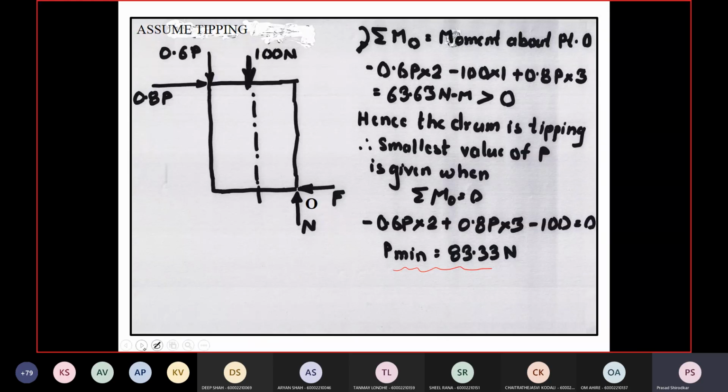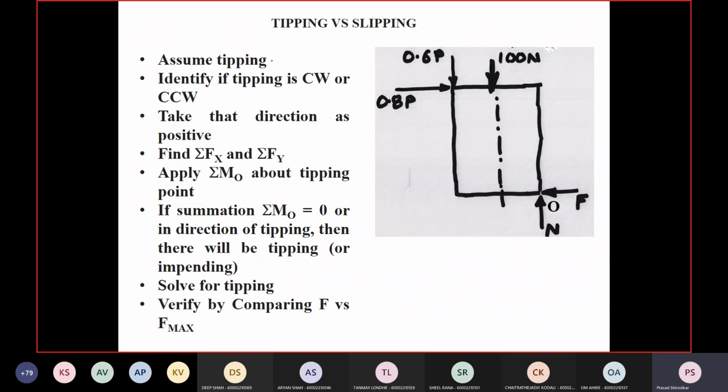So let's now just summarize this method. To start with, assume tipping, identify if it is clockwise or counterclockwise tipping. So here obviously it is a counterclockwise tipping, and take that direction as positive. Find summation fx and summation fy. I am just doing a recap of the steps which we have followed. Apply summation MO at the point of tipping. So this is the point of tipping. And if summation MO is 0 or in the direction of tipping, then there will be tipping. So if this is 0 or if this is greater than 0, in both the cases there will be tipping and solve for tipping.